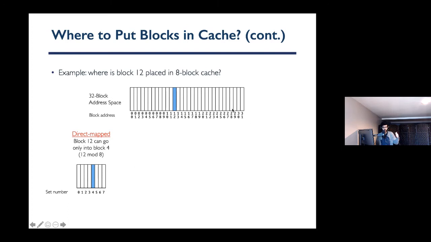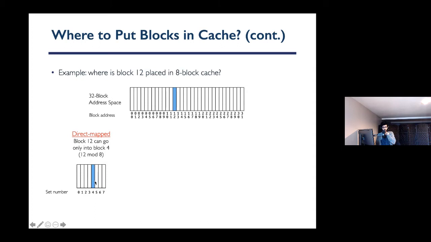So similar to the previous example, direct map cache, each location is mapped to a single location. So if the size of my memory is 32 and the size of my cache is 8, that basically means that I have to get mod 8 of my address. So 12 mod 8, that's 4.